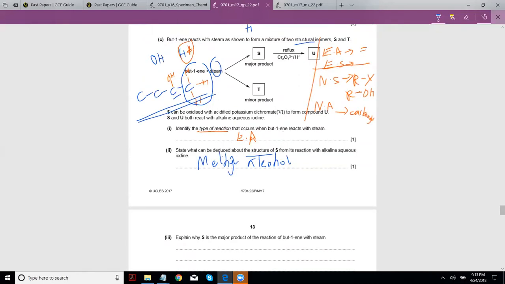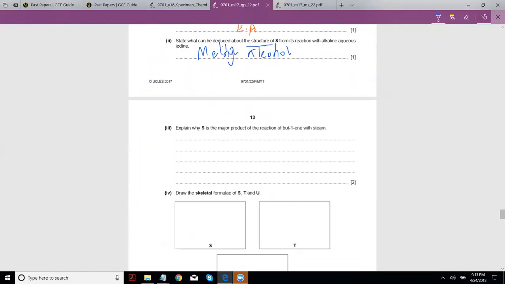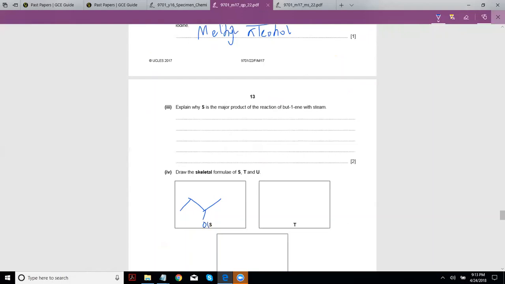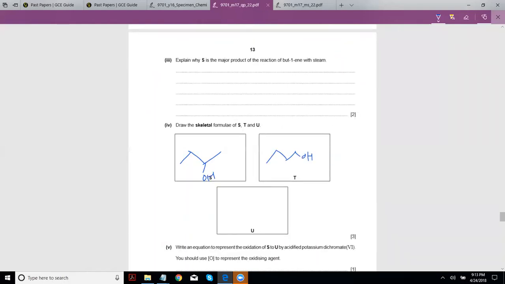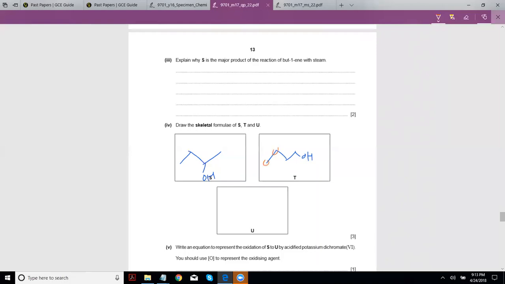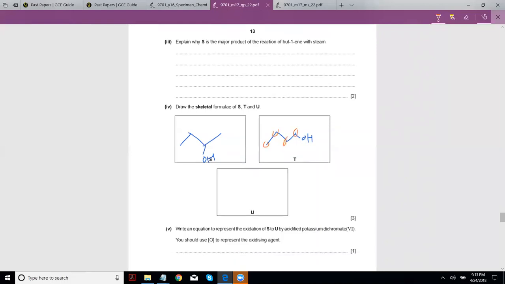S is the major product, T is the minor product. So four carbons, 1, 2, 3, 4, and either it will be attaching here. That's S with T. 1, 2, 3, 4, and the OH comes in. Just because a line comes out with the OH, that doesn't mean there is one more carbon. You still have only four carbons: this, this, this, this. These are your carbons.